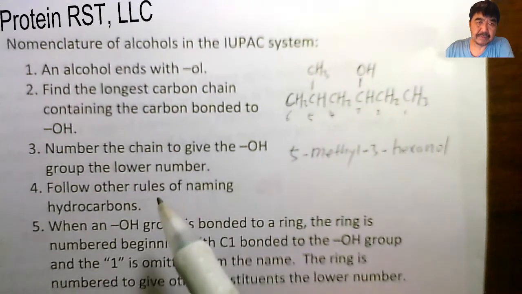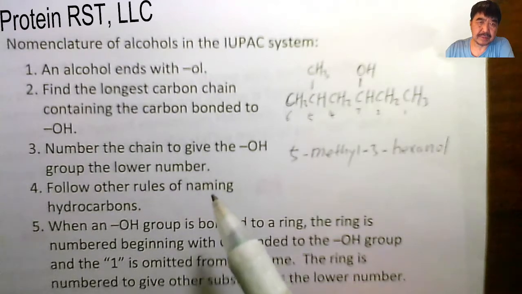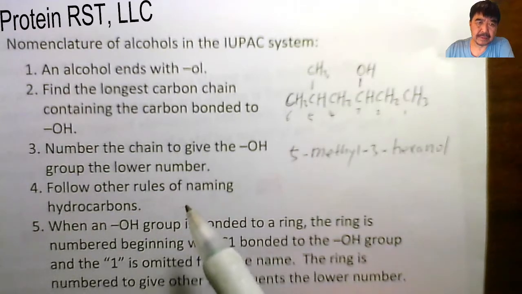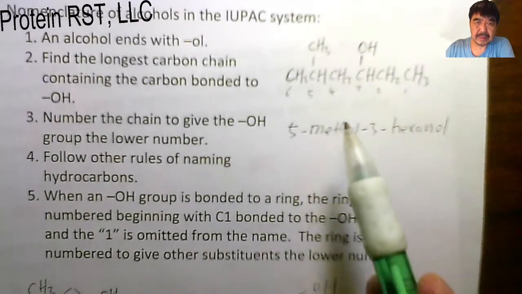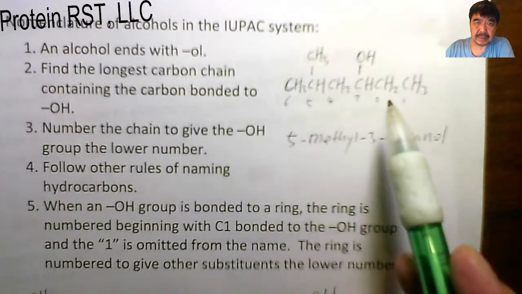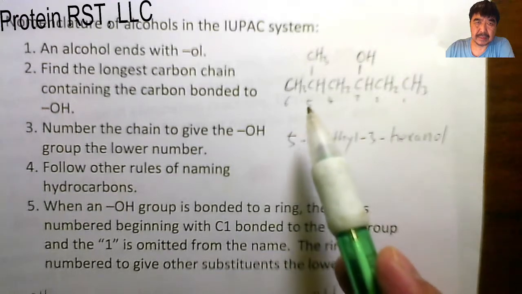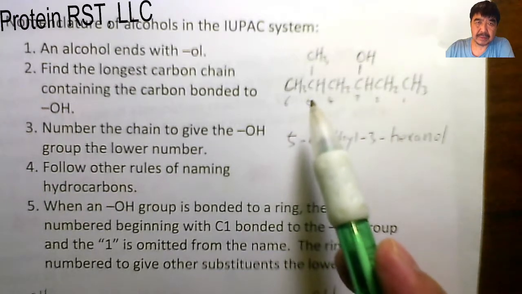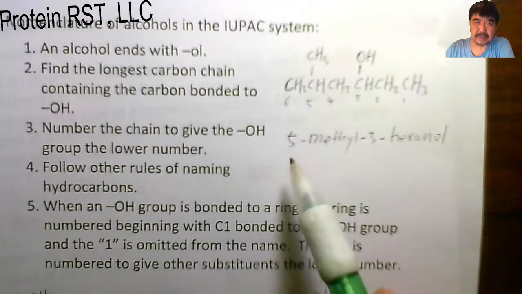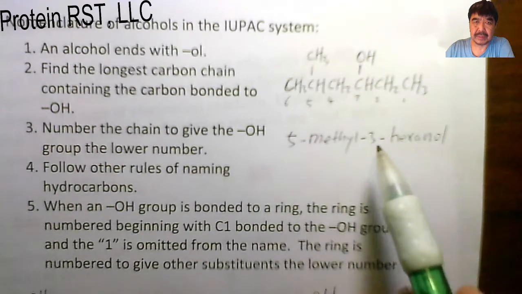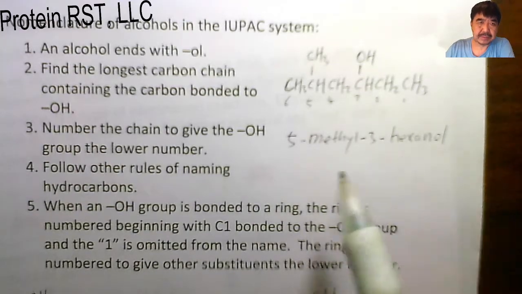Step 4, follow other rules of naming hydrocarbons. In this molecule, you can see carbon 5 is bonded to a methyl group. So the full name of this compound is 5-methyl-3-hexanol.